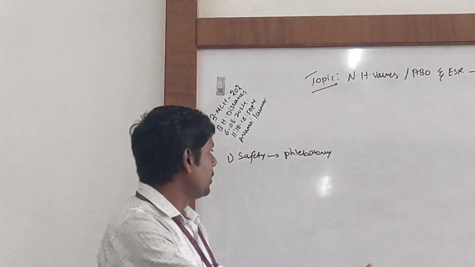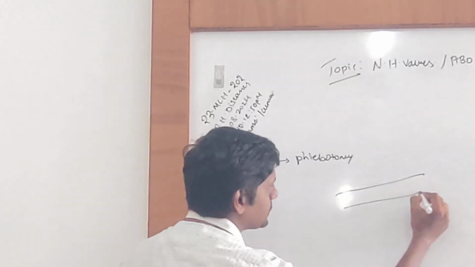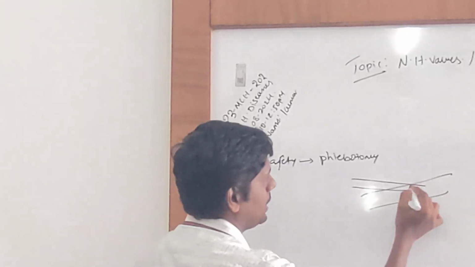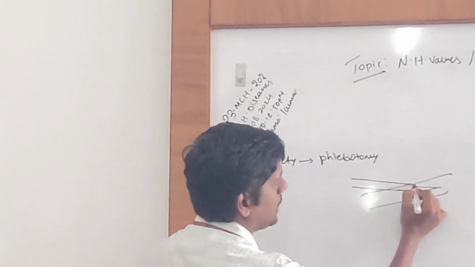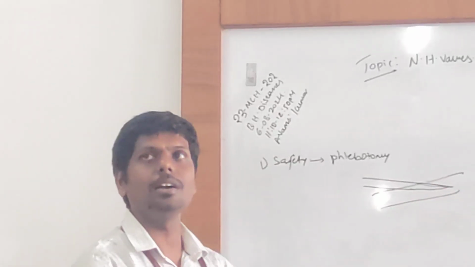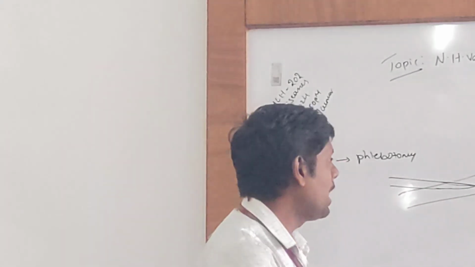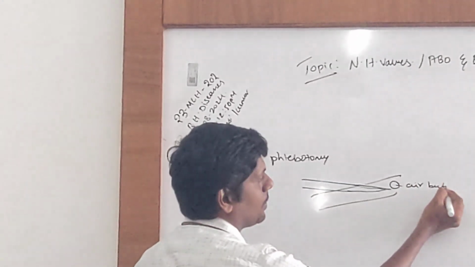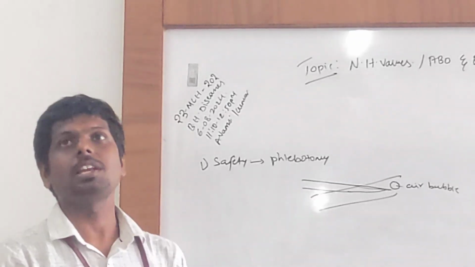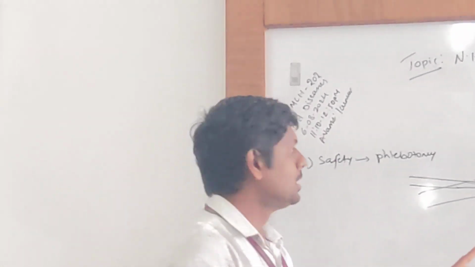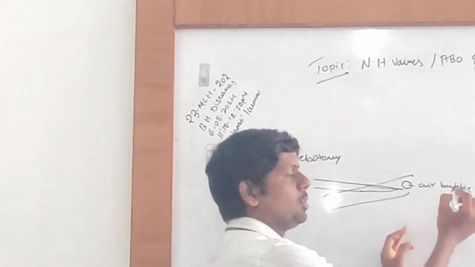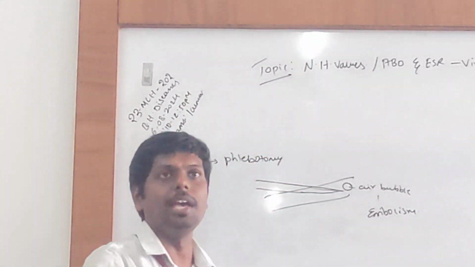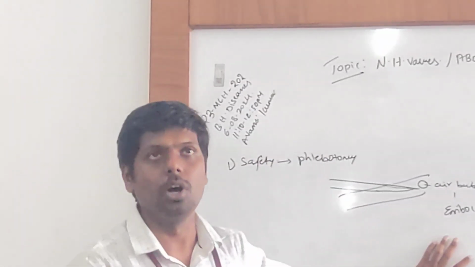So listen. So this is the vein. Whenever you are introducing a needle, it will be like this. So this is the needle introduced into the blood vessel. So accidentally, if you introduce any air bubble into the blood vessel, what happens? Any idea? This air bubble in the blood vessel is called embolism.